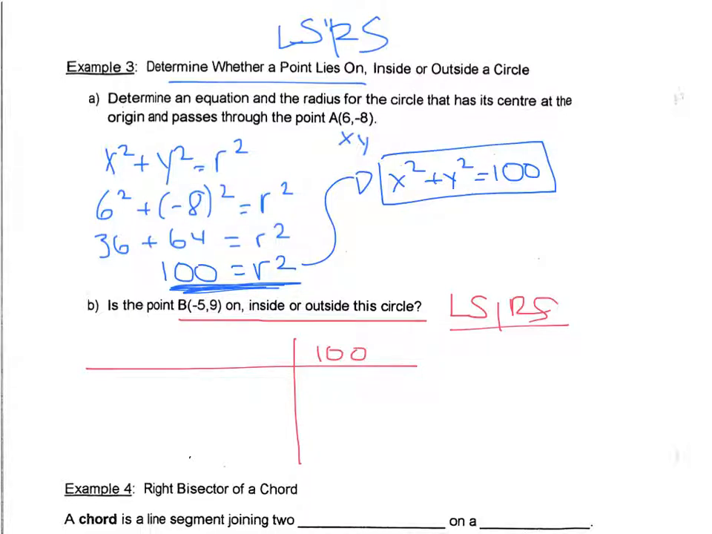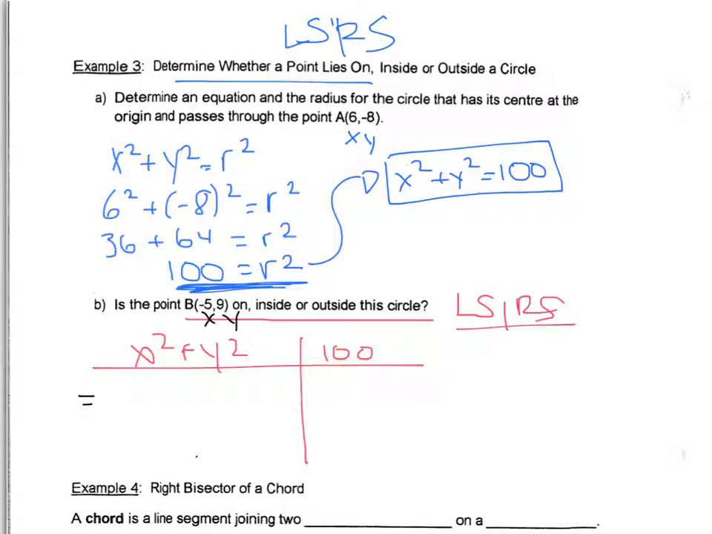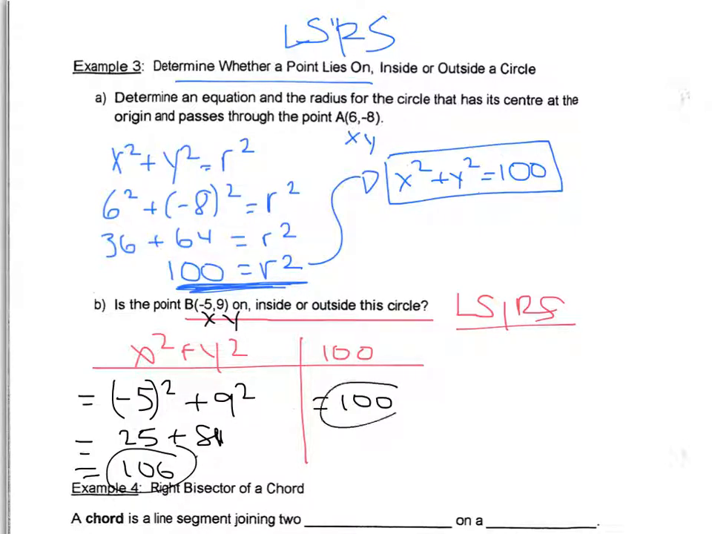So we have 100 and x squared plus y squared on the left. And we're going to substitute in our values. So the x is negative 5 and the y is 9. So (negative 5) squared, make sure the negative 5 is in brackets because it's the whole x squared, plus 9 squared is 25 plus 81, which is 106. Now the right side is equal to 100, so those are not equal.